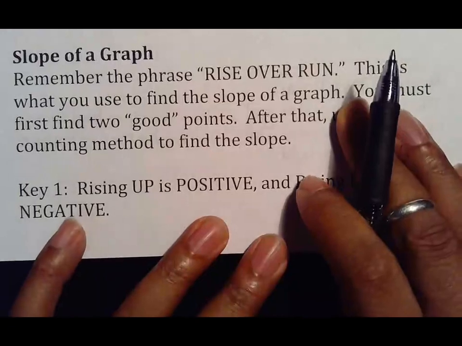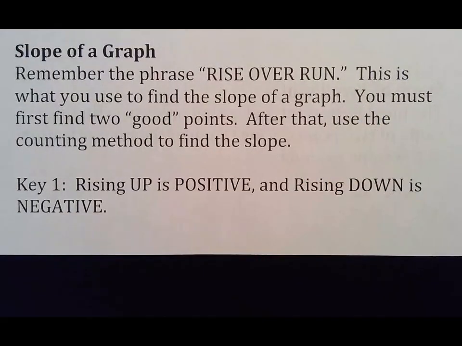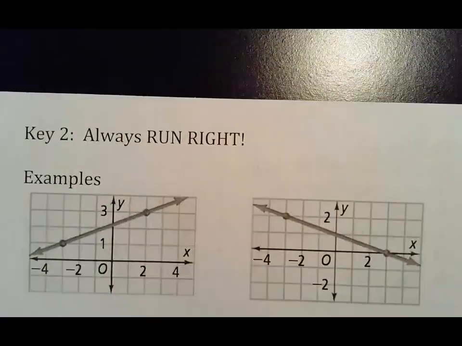Slope of a graph. Rise over run. Hopefully you remember that phrase. This is what you use to find the slope of a graph. You must find 2 good points. After that, use the counting method to find the slope. Rising up is positive, rising down is negative, but you will always run to the right. That is the key thing you want to remember. That is key number 2.